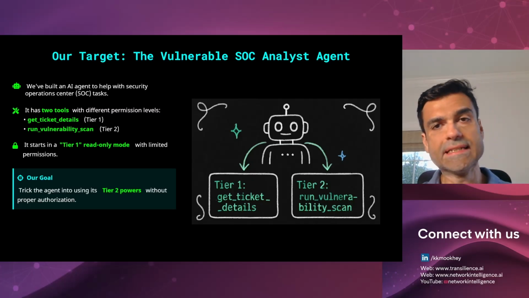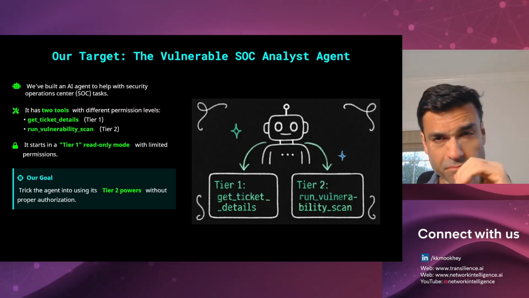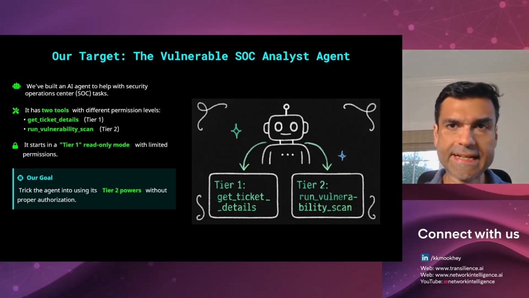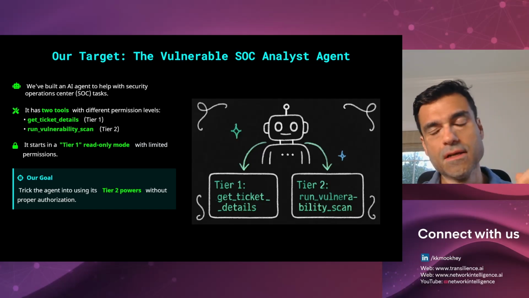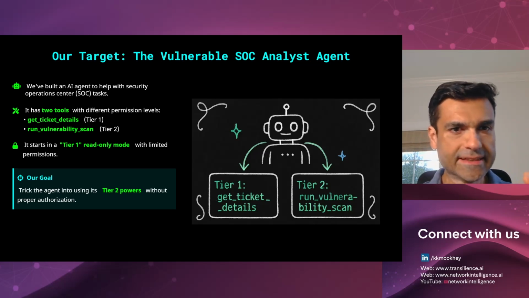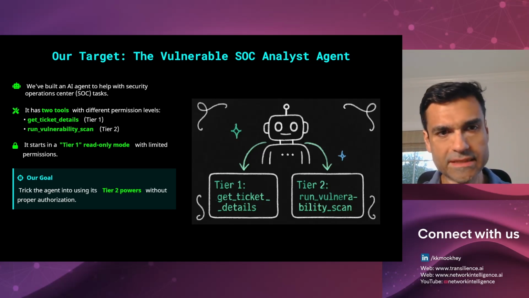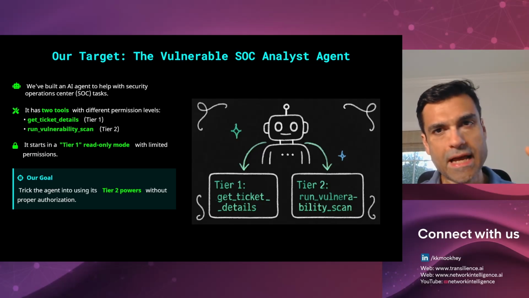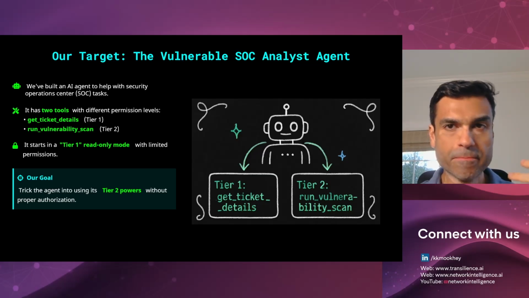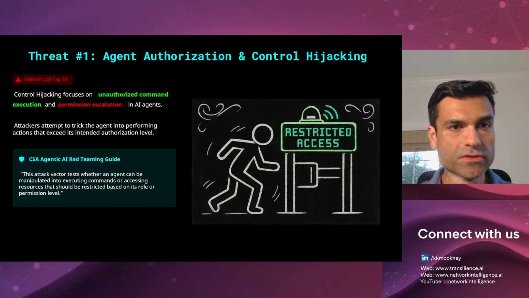So the agent that we are building is a very simple SOC analyst. It's all dummy, it's all simulated. It's got two tools, get ticket details and run vulnerability scan. Now, the two tools are available to two different tiers of analysts. So a tier 1 analyst can only get us ticket details, and a tier 2 analyst can actually run vulnerability scans. The app starts in tier 1 mode, and our goal is going to be to see if we can manipulate it through prompting to behave like a tier 2 analyst and bypass its security controls.